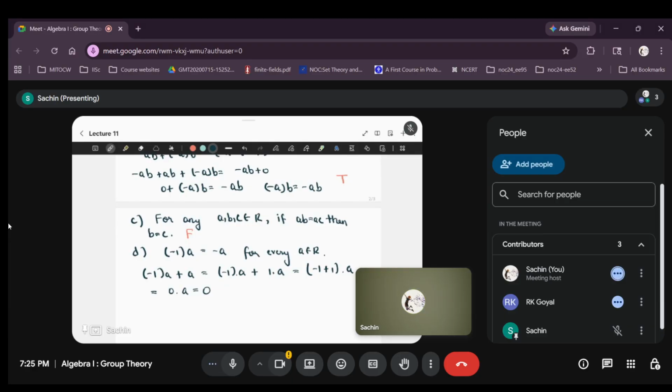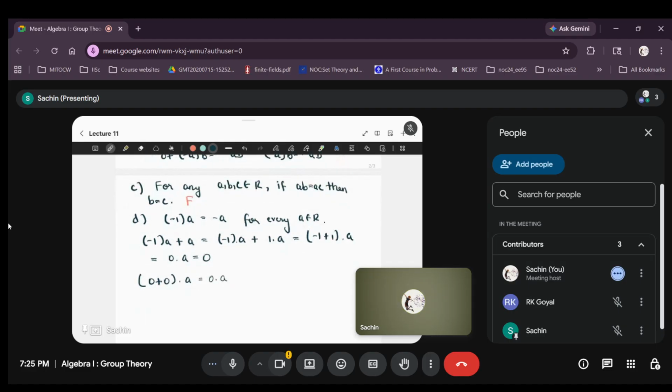You can simply write 0 plus 0 times A is equal to 0 times A, right? 0 plus 0 is 0. Then by distribution this is 0 times A plus 0 times A equal to 0 times A. Then you add the inverse of 0 times A, whatever it is, minus of 0 times A.